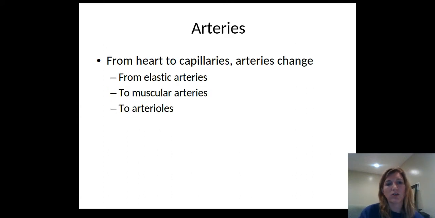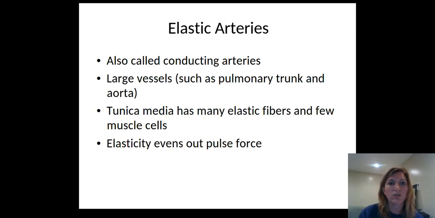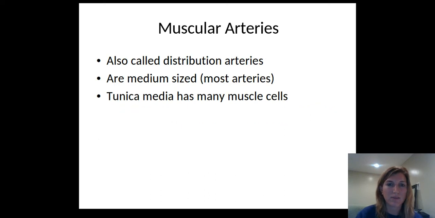So again, arteries moving from the heart, you have elastic to muscular to arterioles. Those elastic arteries are also known as the conducting arteries. These are the large pulmonary trunk and aorta. That tunica media has many elastic fibers, very few muscle cells, because there's an elasticity that's related to that force of contraction. So those arteries really aren't going to be collapsing or relaxing. They're not under sympathetic control.